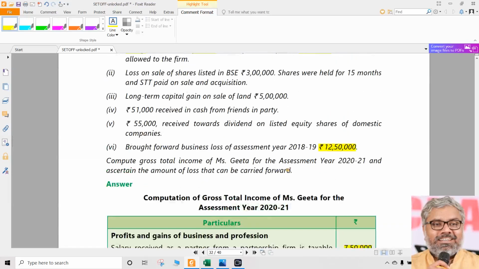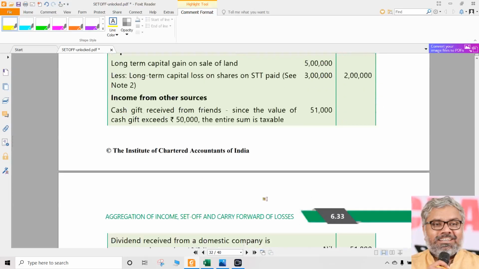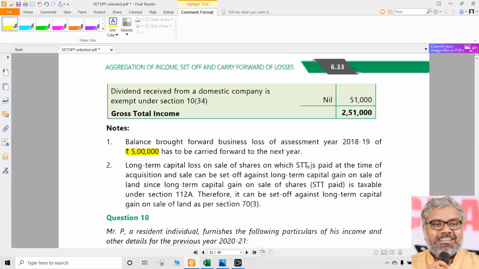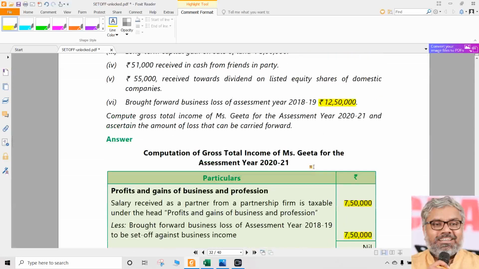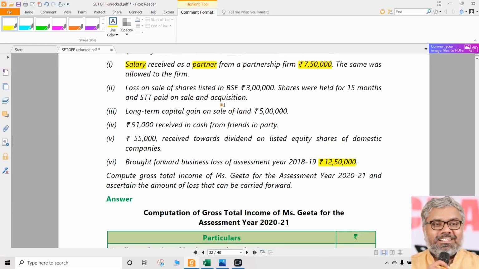How many years can you write this loss forward? Because this loss is related to assessment year 18-19, we have completed assessment years 19-20 and 20-21, in which we set it off. That means 6 more years, and the remaining 5 lakh rupees can be carried forward. That's it.